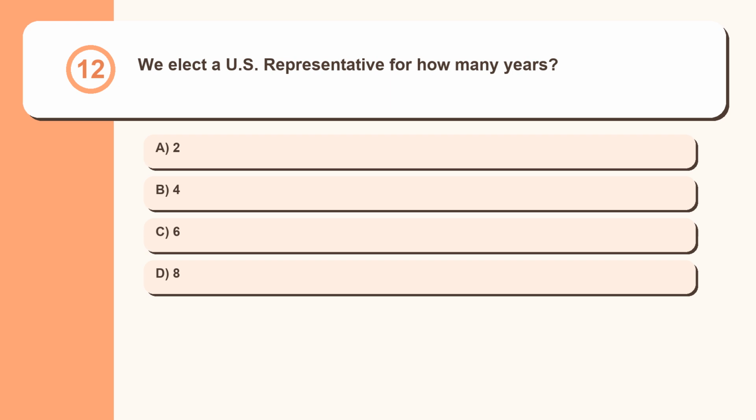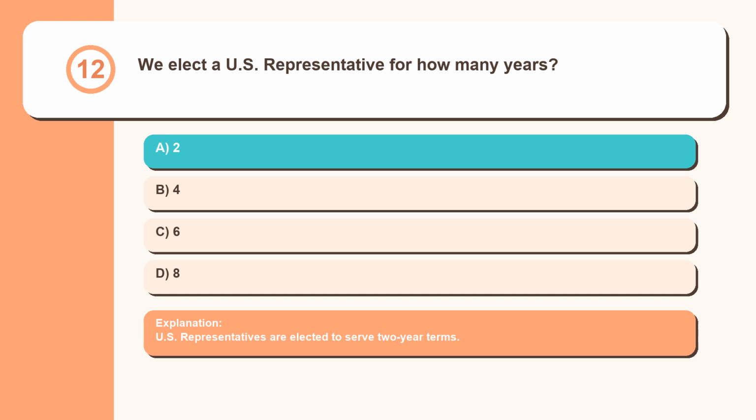Question 12. We elect a U.S. representative for how many years? 2, 4, 6, 8. U.S. representatives are elected to serve 2-year terms.